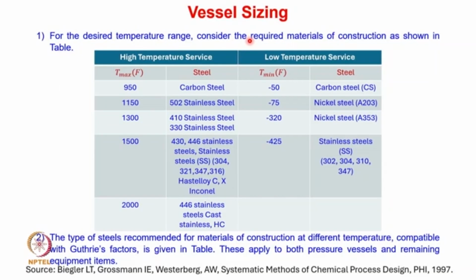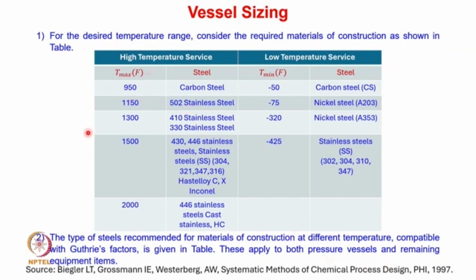So for vessel sizing, again for the desired temperature range, consider the required material of construction as shown in the table. In this particular table, you can see that for the different temperature ranges, which particular material is the most suitable is given. This particular table is taken from the source, A Systematic Method of Chemical Process Design by Biegler, Grossmann and Westerberg.